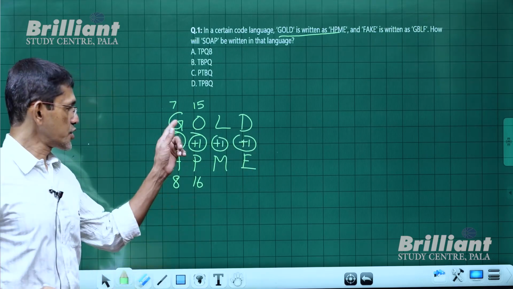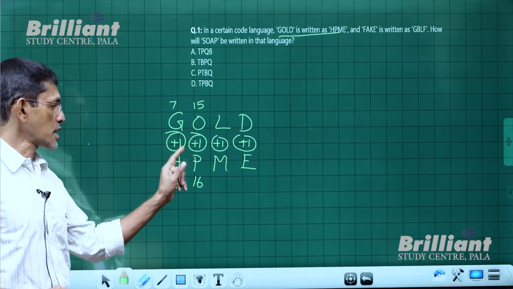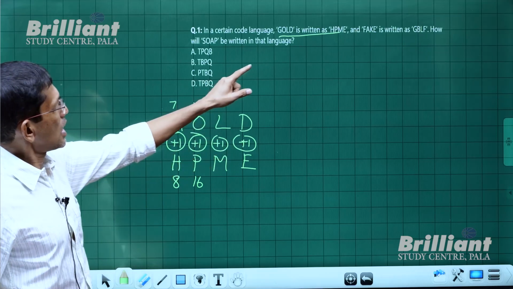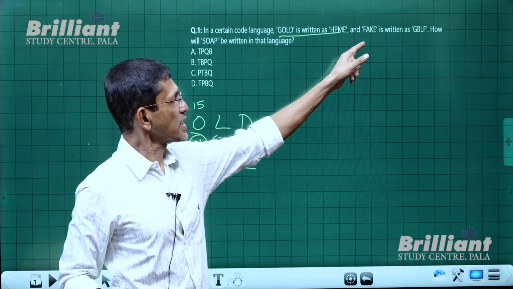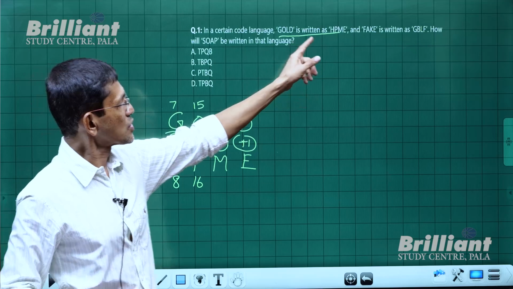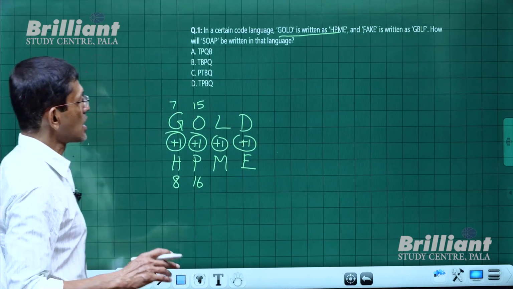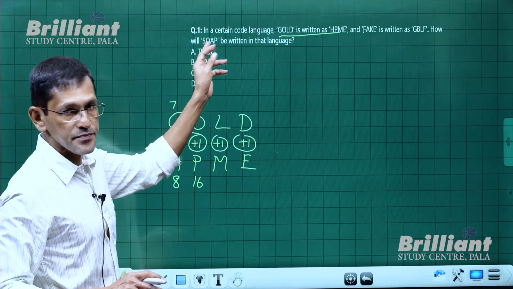So G is coded as the next letter, O is coded as the next letter, and L is coded as the next letter, and so on. We have a similar pattern for fake. Fake is written as GBLF. So F is coded as G, A is coded as B, and so on. So we got the pattern.